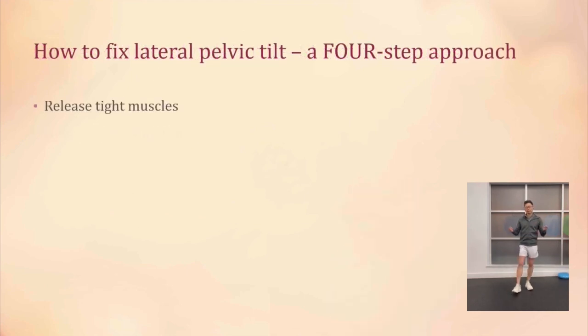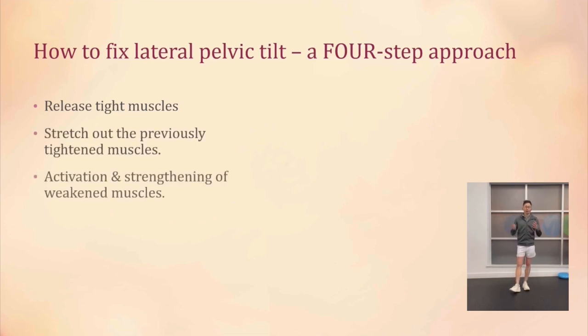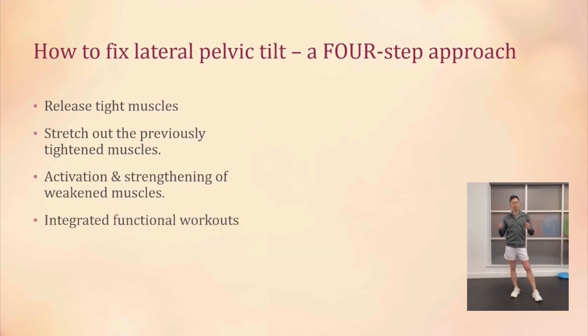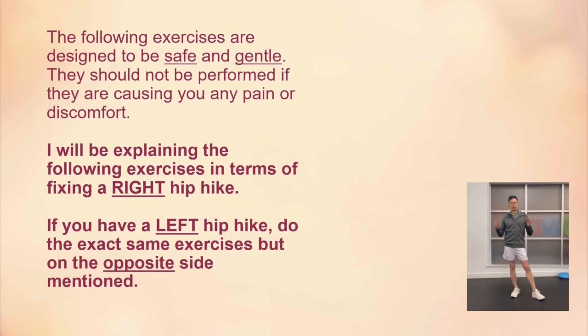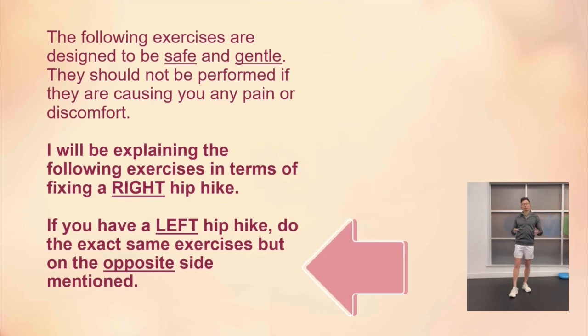Now we're going to take a 4-step approach to fix lateral pelvic tilt. First, release of tight muscles, and then we stretch out the previously tightened muscles, and then we activate the inactivated muscles, and then finally put everything together with the functional integrated workouts. I will be explaining the following exercises in terms of fixing a right hip hike. If you have a left hip hike, do the exact same exercises but on the opposite side mentioned.